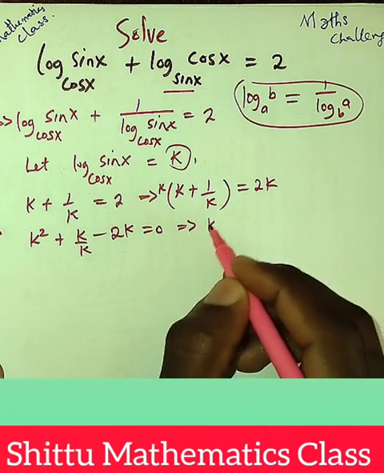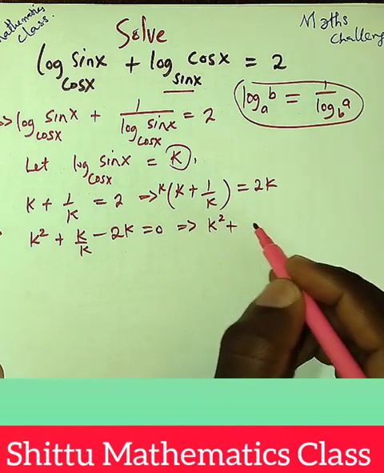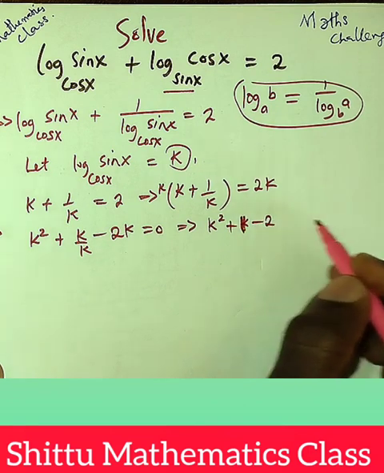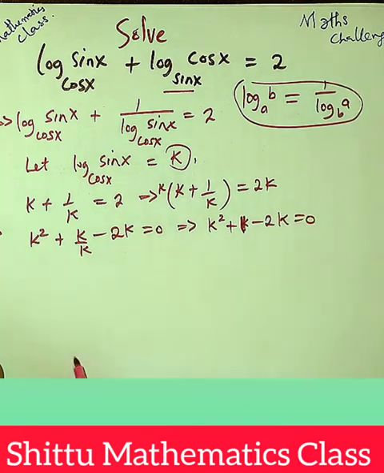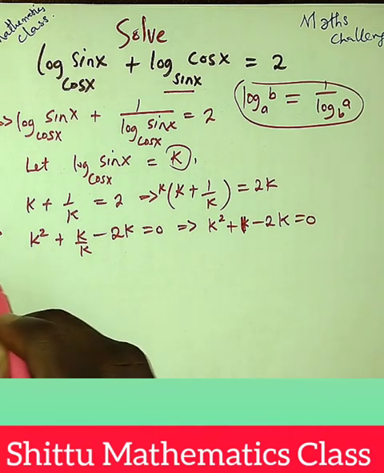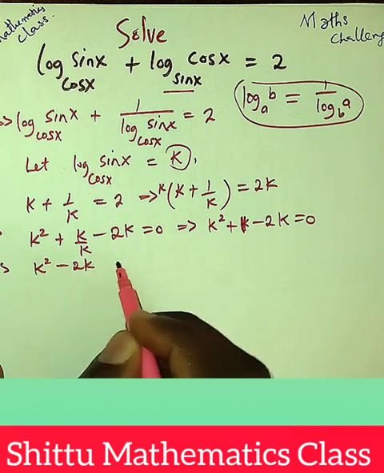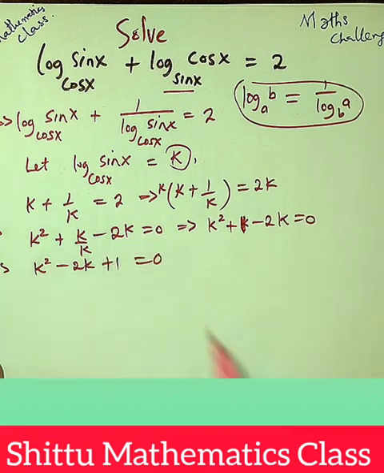So this implies that k squared plus 1 minus 2k equals 0. Are you getting it now? From there, rearranging the equation, we are going to have k squared minus 2k plus 1 equals 0.